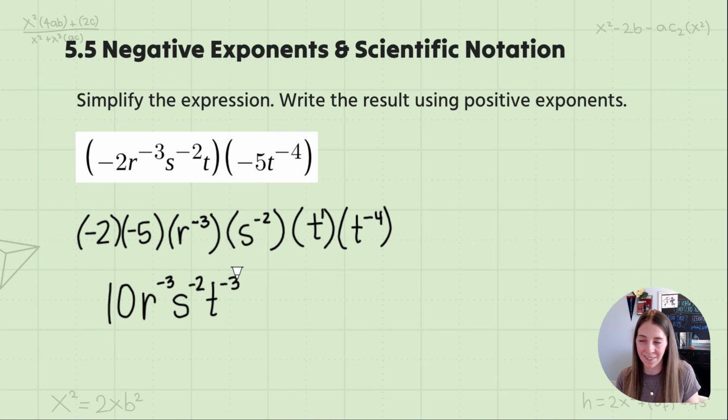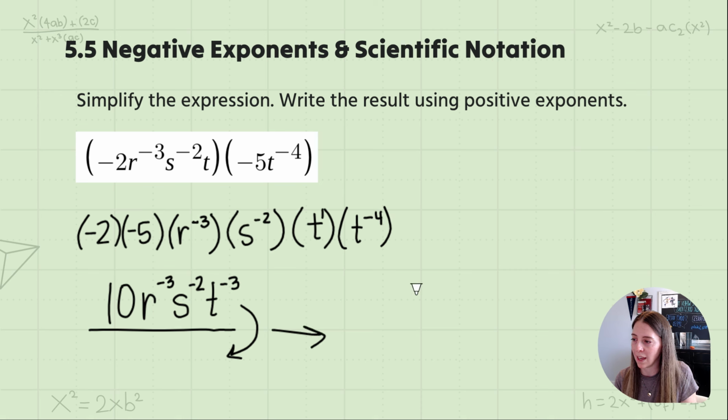I have a whole ton of negative exponents. Now remember, to make exponents from negative to positive, they have to change from the numerator to the denominator, or vice versa. So here they are in the numerator. We are going to move them to the bottom of a fraction to make them positive. So what that looks like is we will have a 10 in the numerator, and then our r term goes to the denominator and can be positive. Same with our s term, can move to the denominator and become positive, and same with t.